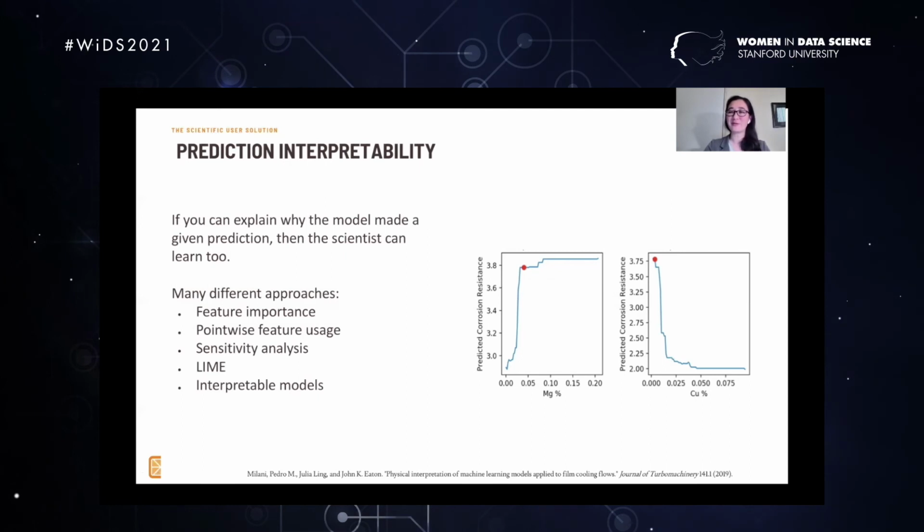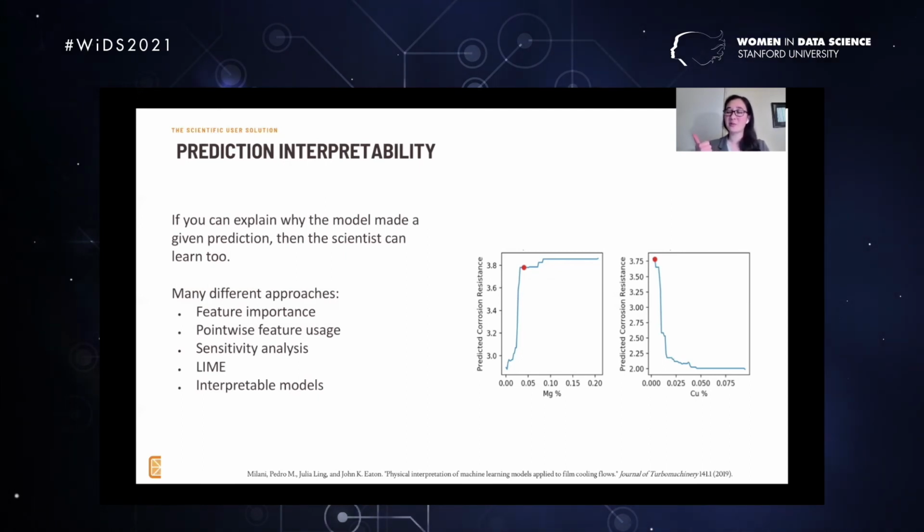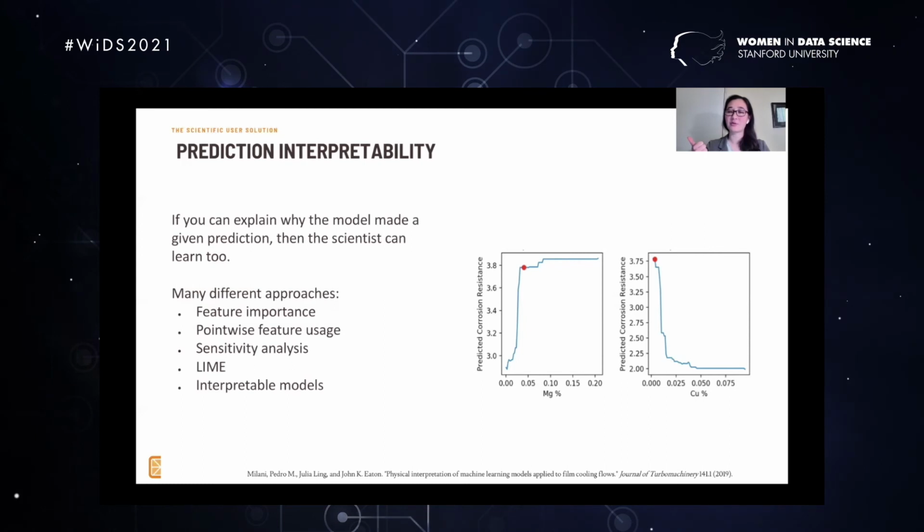Now, this is important for two different reasons. The first is it agrees with domain knowledge for this field. It's known that in these alloys, the corrosion resistance improves with magnesium fraction and decreases with copper fraction. So that's validating, right? That increases trust in the model when you see that it agrees with domain expertise. And the second thing is it shows you that this particular alloy, which is predicted to have such good corrosion resistance, is really near a performance cliff in two different directions. So it may not be the most robust solution to this problem.